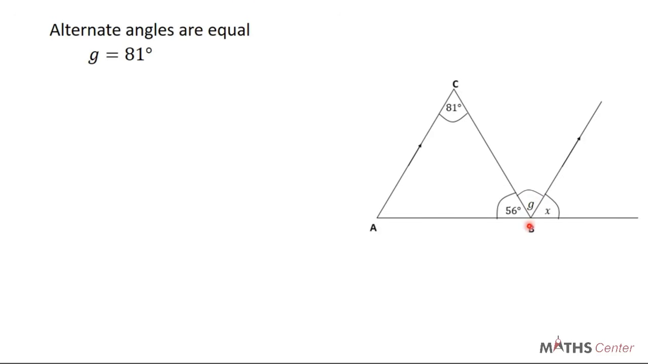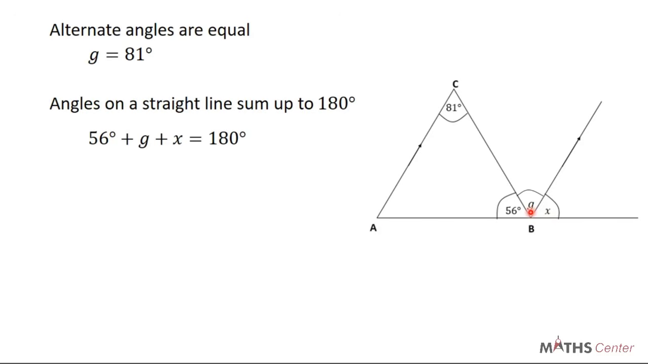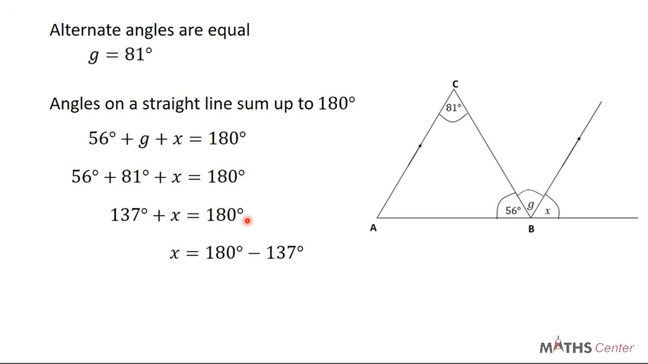Now if G is equal to 81 degrees, you know that 56 degrees, G and S are angles on a straight line. So 56 degrees plus G plus S will give us 180 degrees because angles on a straight line add up to 180 degrees. So we know G to be 81. So 56 degrees plus 81 degrees plus S will give us 180 degrees. From here it is a linear equation. 56 plus 81 is 137. So 137 degrees plus S will be 180 degrees. We simplify this and S is giving us 43 degrees.